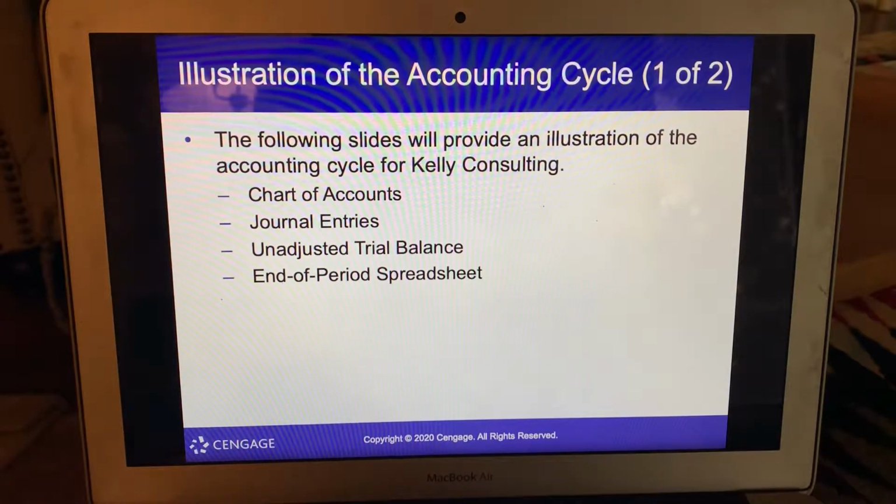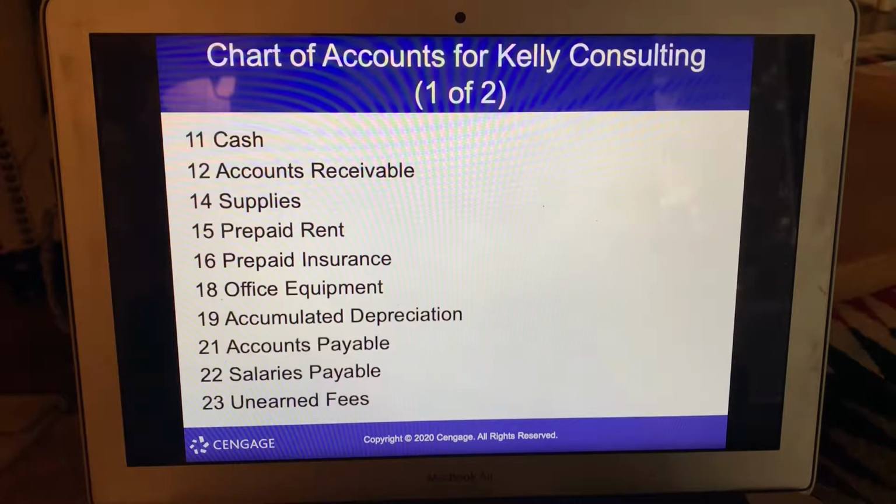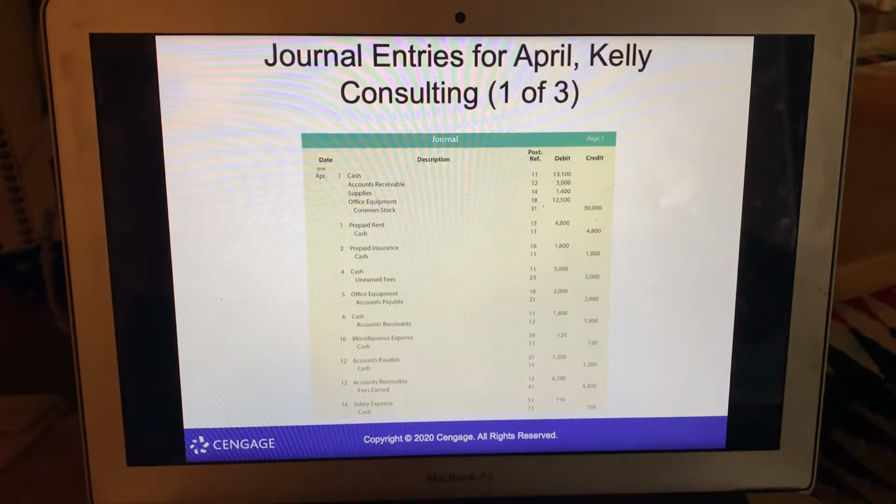So, illustration of the accounting cycle. The following slides will provide an illustration of the accounting cycle for Kelly Consulting: chart of accounts, journal entries, unadjusted trial balance, and end-of-period spreadsheet. Then illustration slide 2: adjusting entries, adjusted trial balance, financial statements, closing entries, post-closing entries, and ledger. Okay, so here are our accounts, and here are our other accounts. So here's the journal entries.